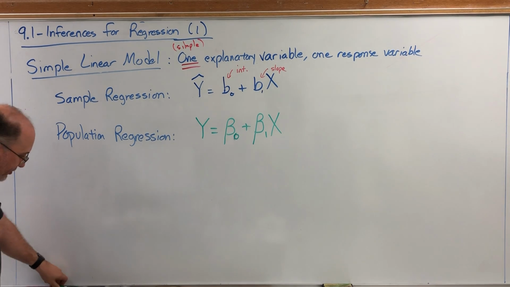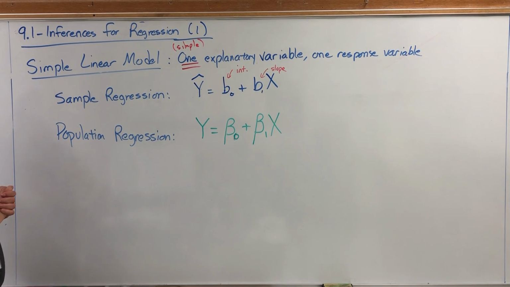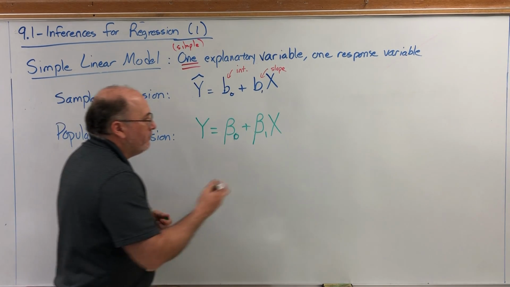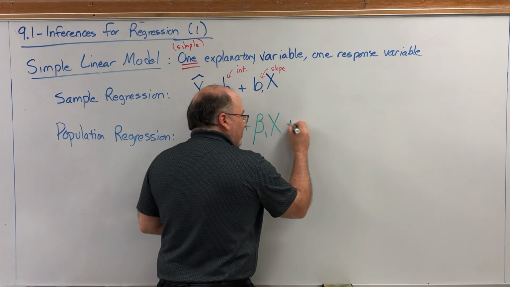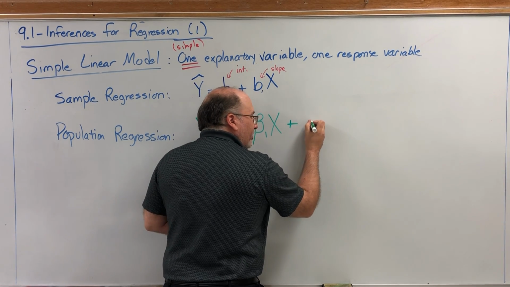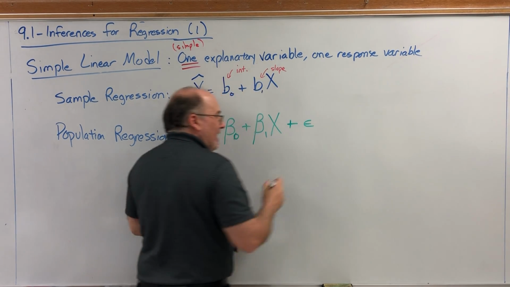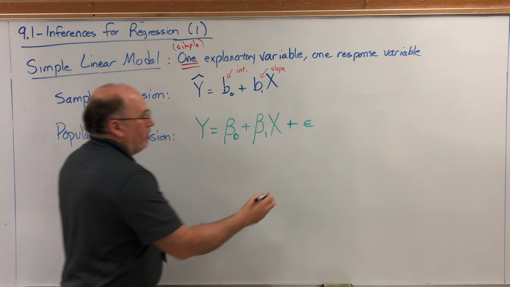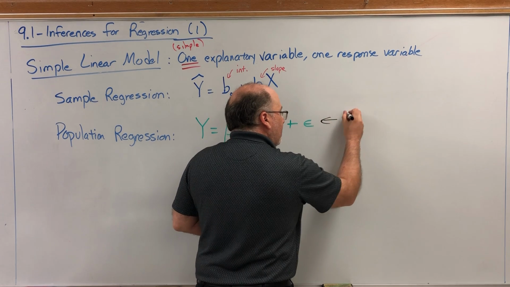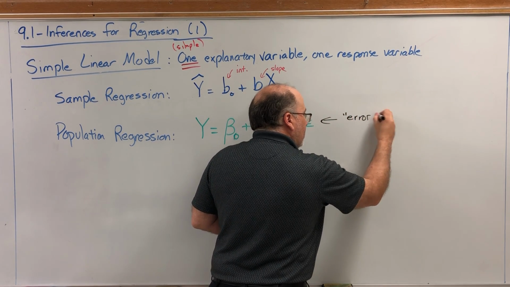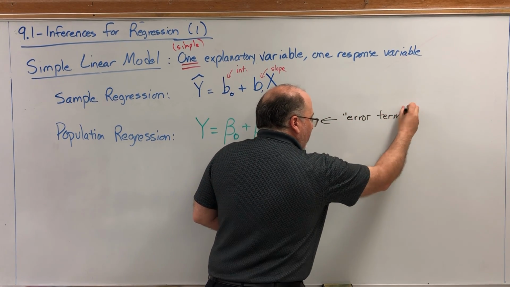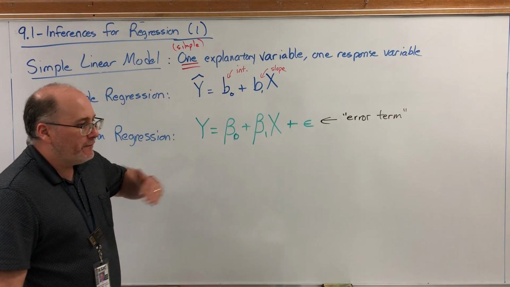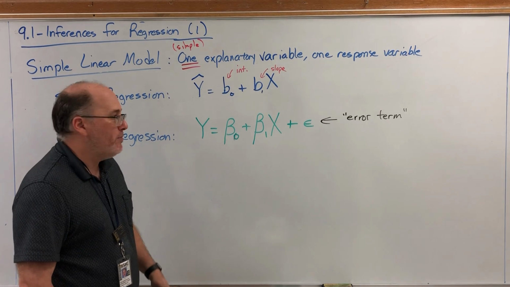And one more thing. With the population regression, there is a third term. It is a lowercase epsilon. A lowercase epsilon kind of looks like that. That lowercase epsilon is what's called the error term. The word error here does not mean mistake. The word error here means the difference between what we observed and what we predicted.